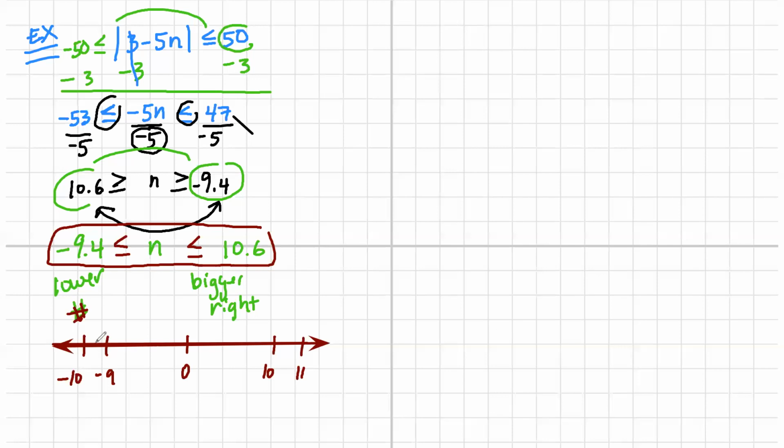So negative 9.4, and it's less than or equal to, so we'll put a closed circle halfway in between, and another closed circle at 10.6, which is a little bit further than halfway in between. And since it's greater than this, I'll go this way, and less than this, I'll go the other way. It should be shading towards each other.